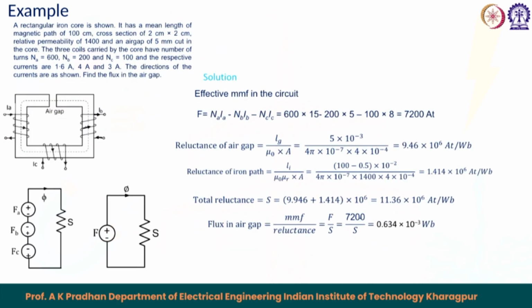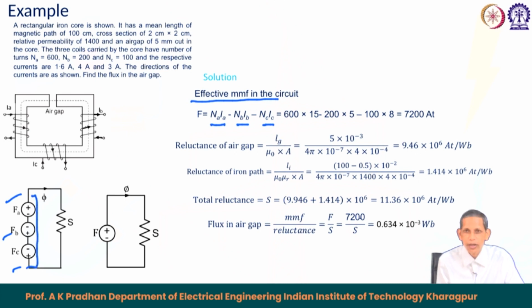So, if you see here, the effective mmf for the circuit, as I said, with phi A, phi B and phi C, becomes equal to N A I A plus minus N B I B minus N C I C, because if you see this voltage here, from here to here, like a voltage equivalent. So, this becomes this minus this minus this. That becomes N A I A minus N B I B minus N C I C. Substituting the values, we got it to be 7200 ampere turn. So, this equivalent F becomes 7200 ampere turn.